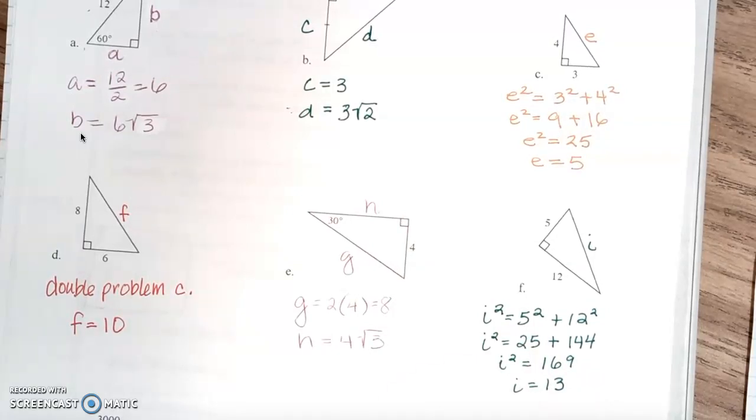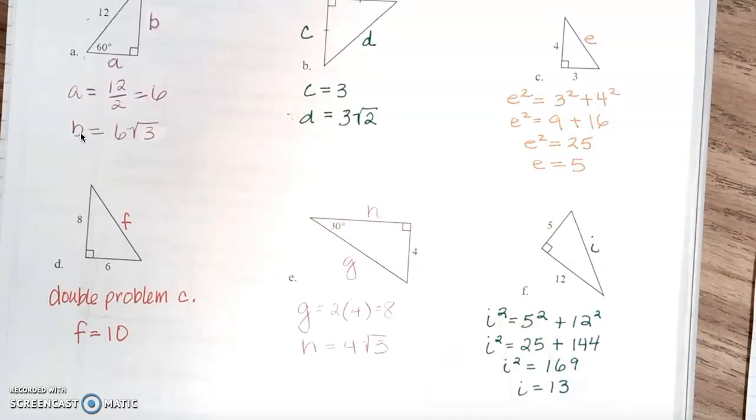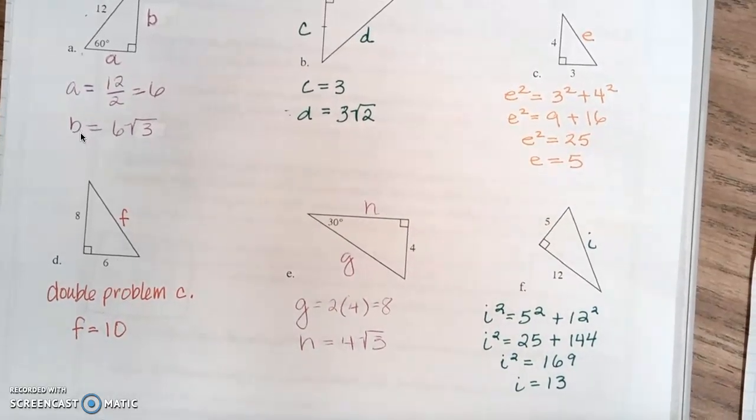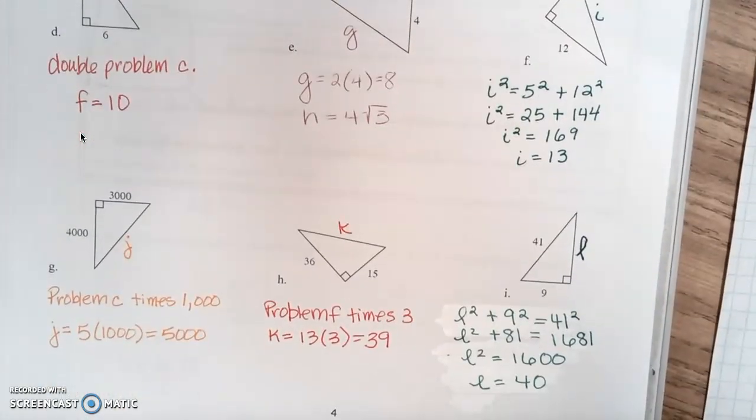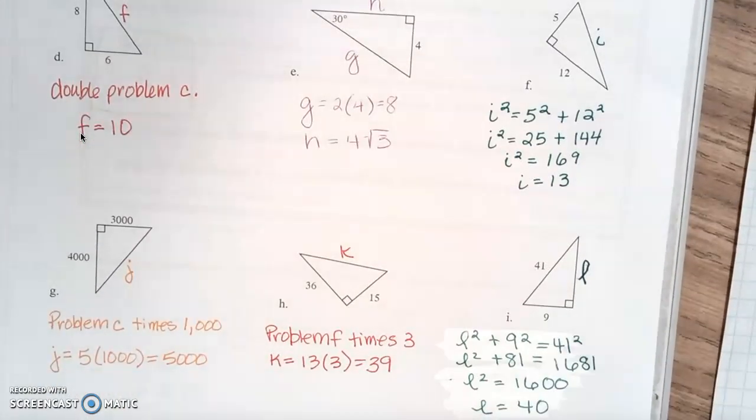Which one is this? Triangle F is actually also going to be one of our Pythagorean triples. Okay? Any questions on D, E, or F? All right, let's look at the last row down here.